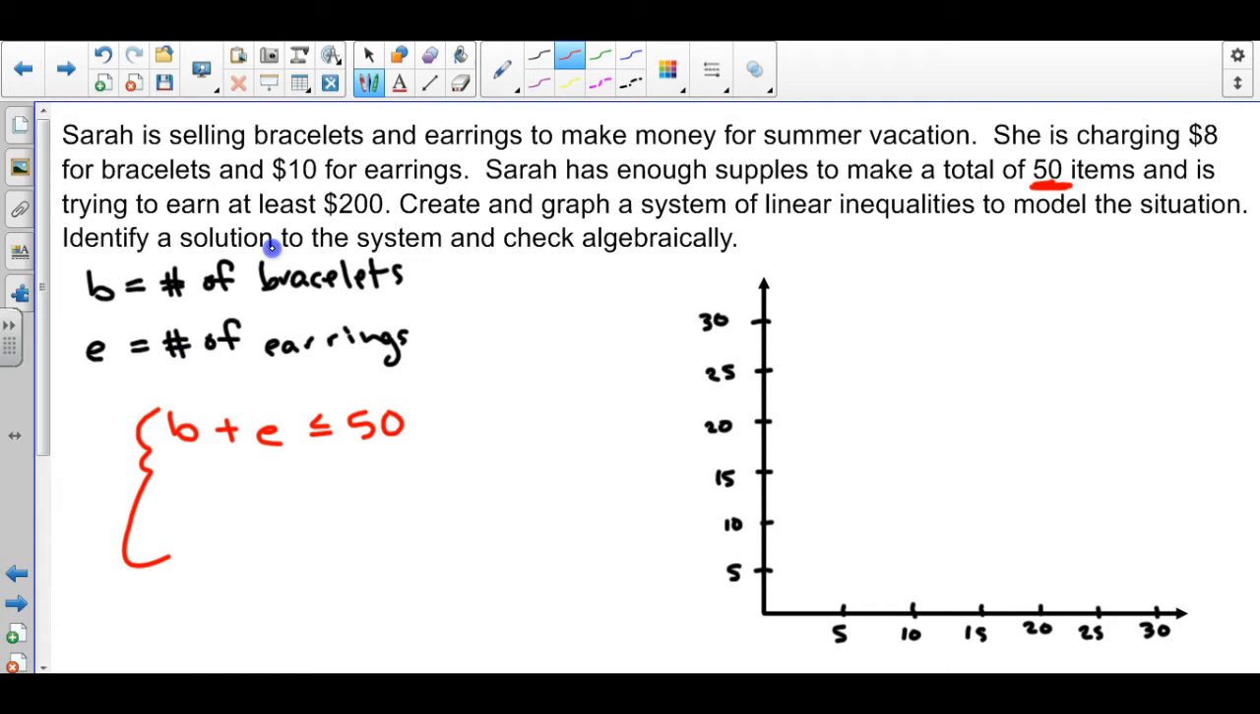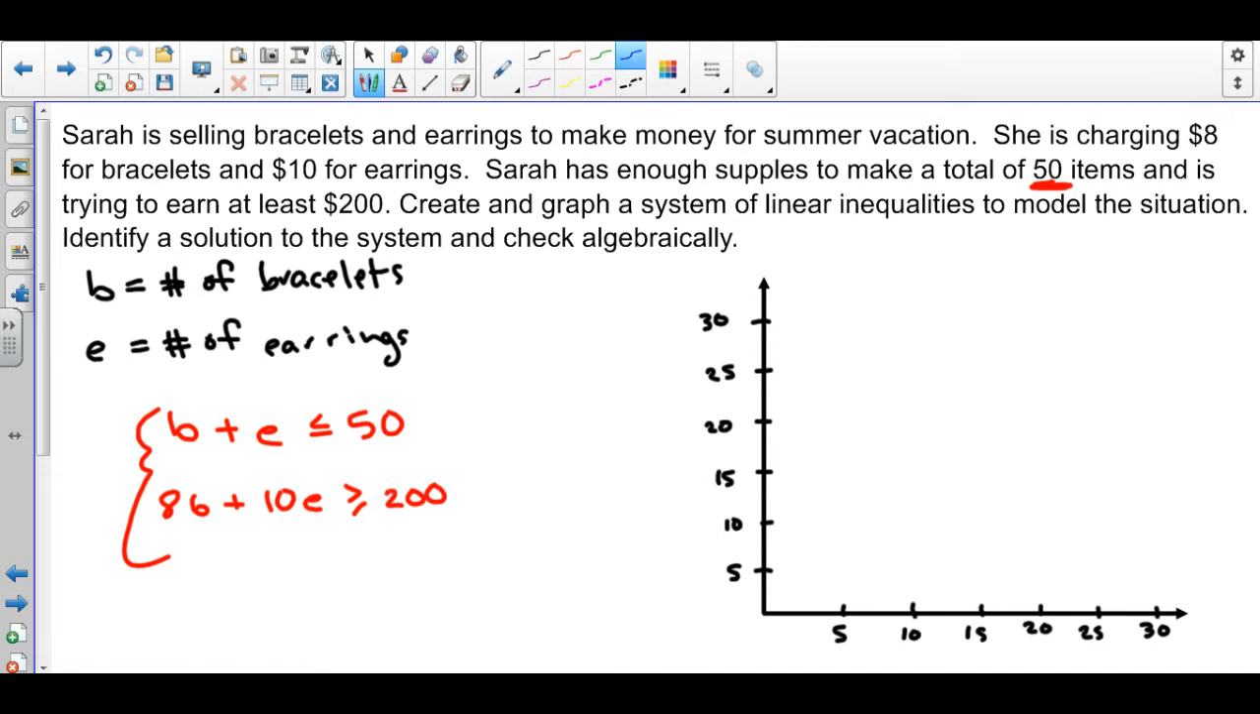The other one is going to be focused on the money, and that's the fact that she's charging $8 per bracelet plus $10 per pair of earrings, and that amount she wants to make at least $200. So like $150 would not be enough. So she needs greater than or equal to $200 in order to reach her goal.